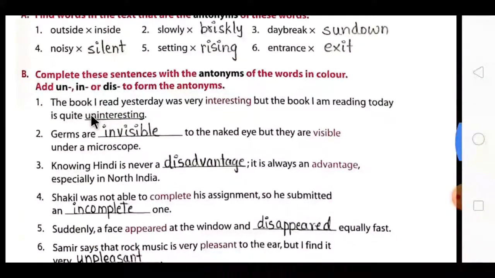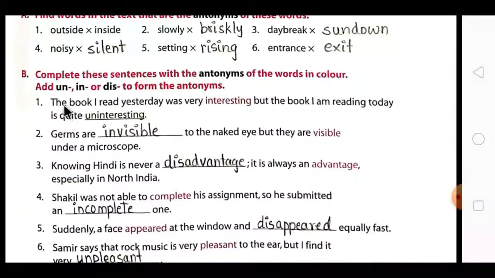Now related to these antonyms, one more exercise is given over here. What you have to do is complete the sentences with the antonyms of the words in color. Here some words are given in colored form. Their opposites you have to write in the blank using the letters un, in or dis to form the antonyms. The first one has already been done for you, dear students.